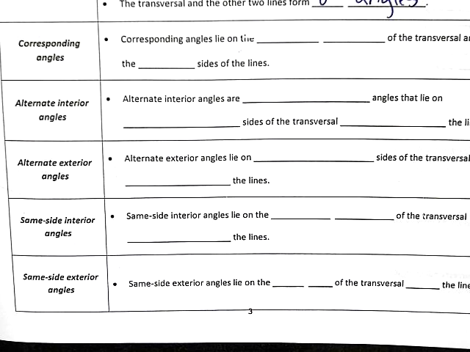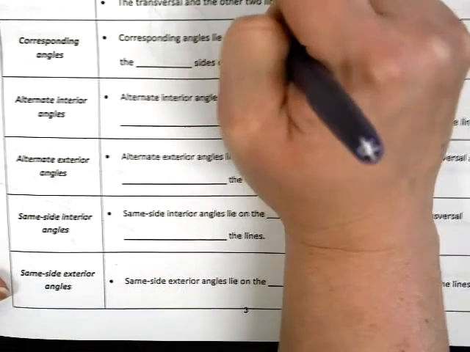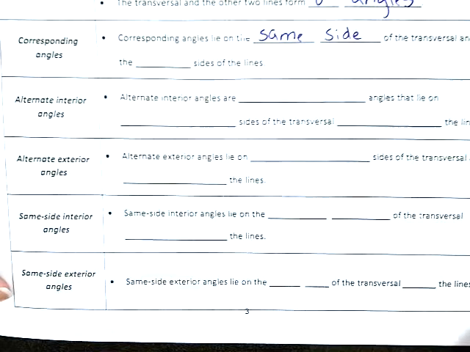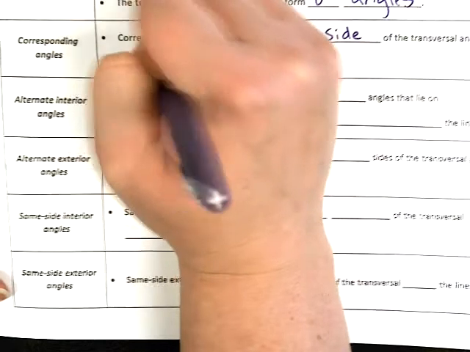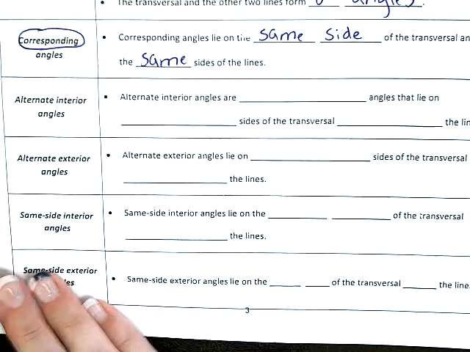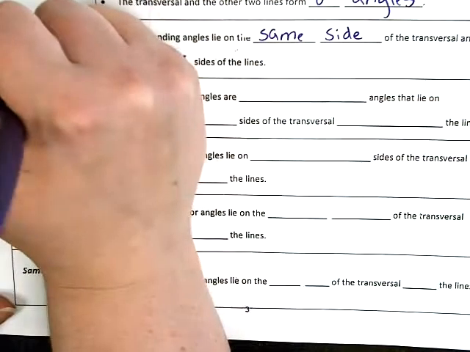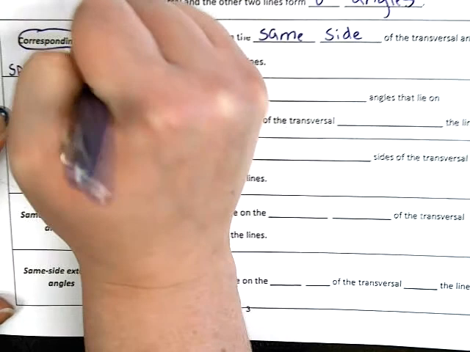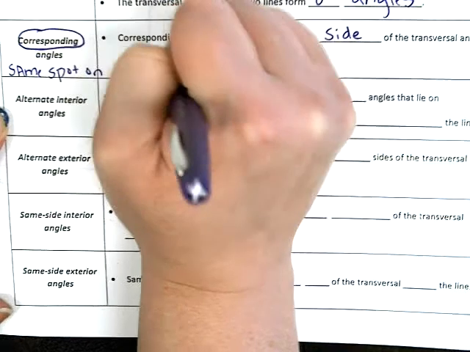Corresponding angles lie on the same side of the transversal and on the same side of the lines. Okay, so corresponding, I always think of it as corresponding angles are always in the same spot, but on different lines. Same spot on different lines.